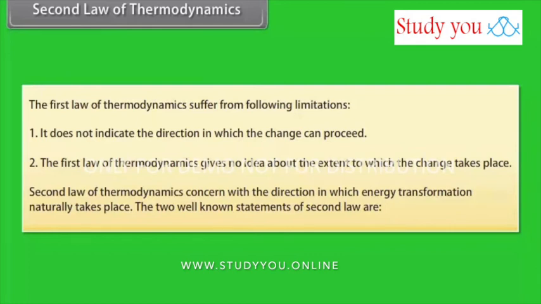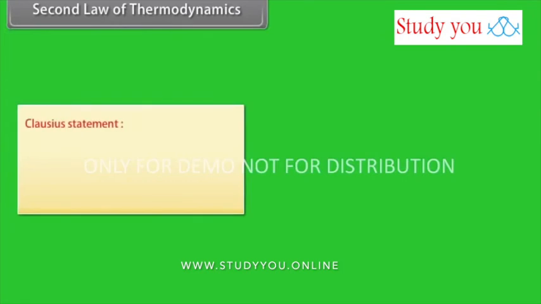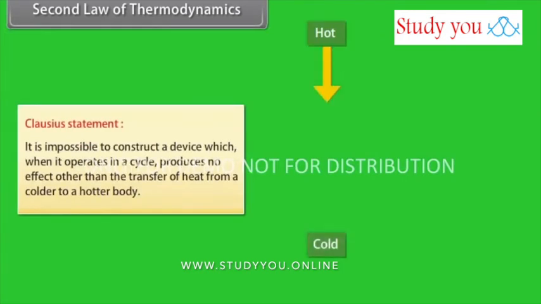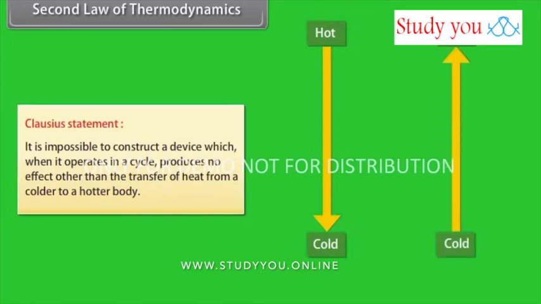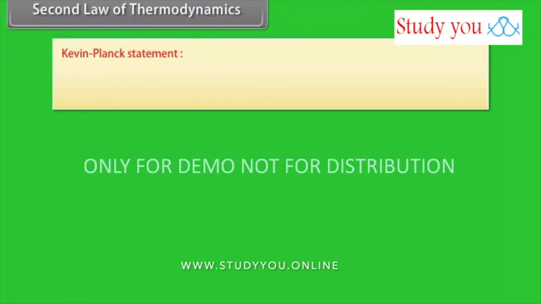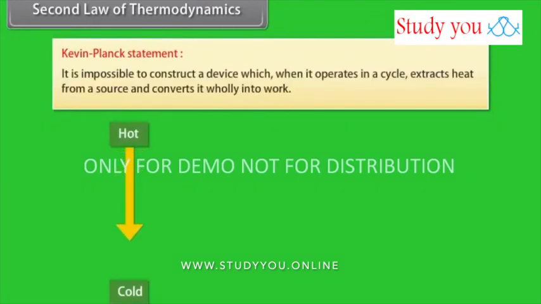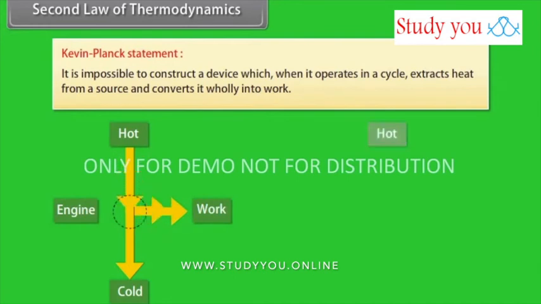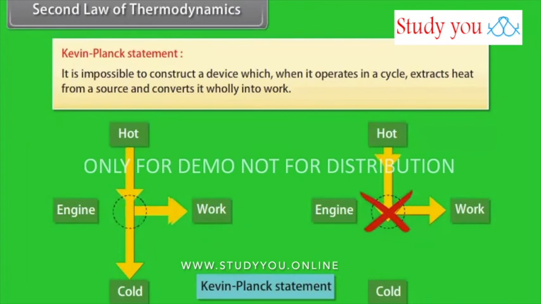The second law of thermodynamics concerns the direction in which energy transformation naturally takes place. The two well-known statements of the second law are: Clausius statement. It is impossible to construct a device which, when it operates in a cycle, produces no effect other than the transfer of heat from a colder to a hotter body. Kelvin-Planck statement. It is impossible to construct a device which, when it operates in a cycle, extracts heat from a source and converts it wholly into work.